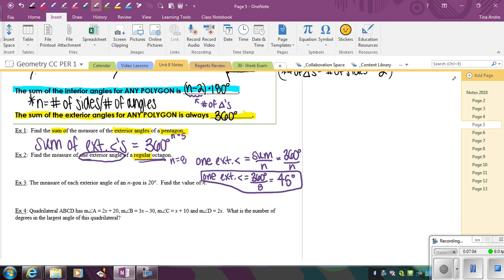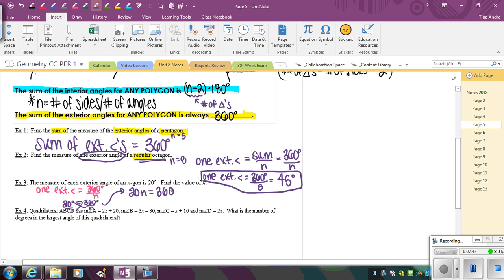If we look at the next example, now it's saying that the measure of each exterior angle in an n-gon is 20 degrees. So this time they're giving us the angle degree and we want to know how many sides. We're going to use this same formula: one exterior angle is equal to 360 over n, but we plug in a little bit differently because this time we know that this is equal to 20. And we're going to solve this for n. So I have 20 equals a fraction, so I can put this over 1 and cross multiply. This is going to end up being 20 times n equals 360. Then we take the 360 divided by 20, so we get n equals 18. That means the number of sides in this polygon is 18, so it would really be called an 18-gon.